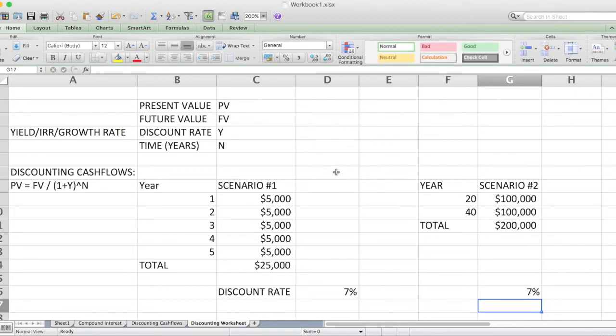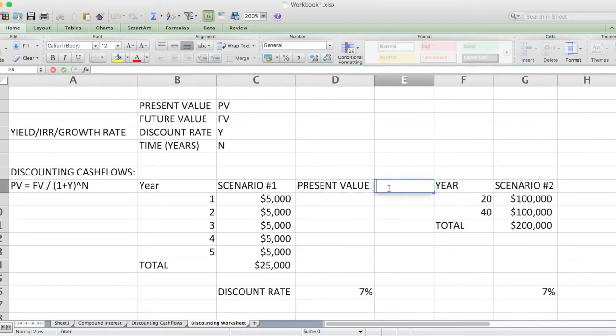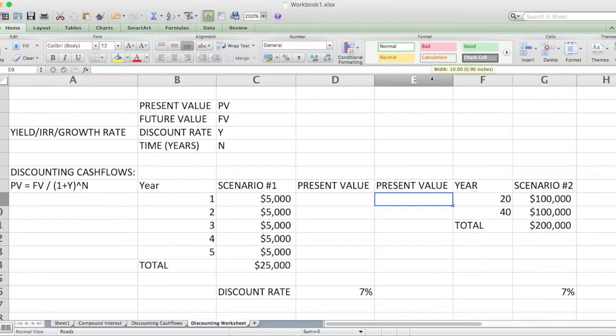Now I'm going to set up a series of calculations we'll call this present value. Present value. Wonder if I'm running out of space here. And present value. And I'm going to just create a little table so I can compare the value of these two scenarios. Scenario 1, let's start with the first payment. It's 1 year from now. It's $5,000. I'm going to put the discounting cash flows formula right here in cell D9.